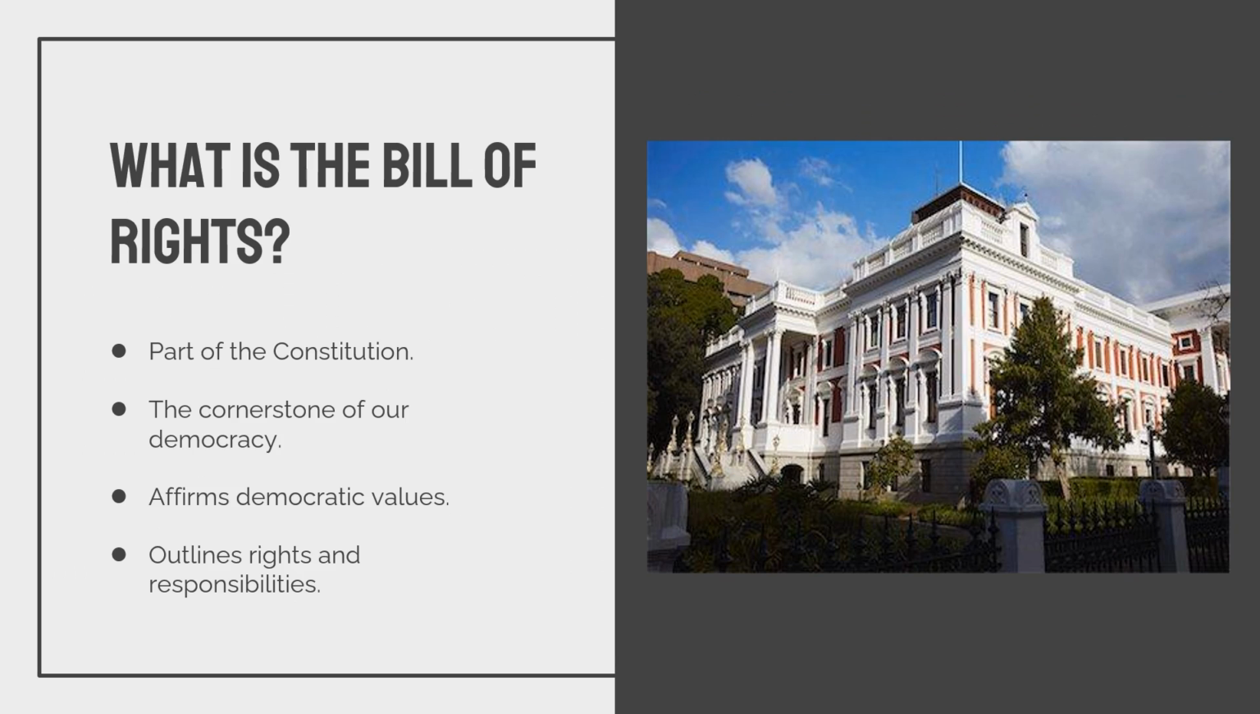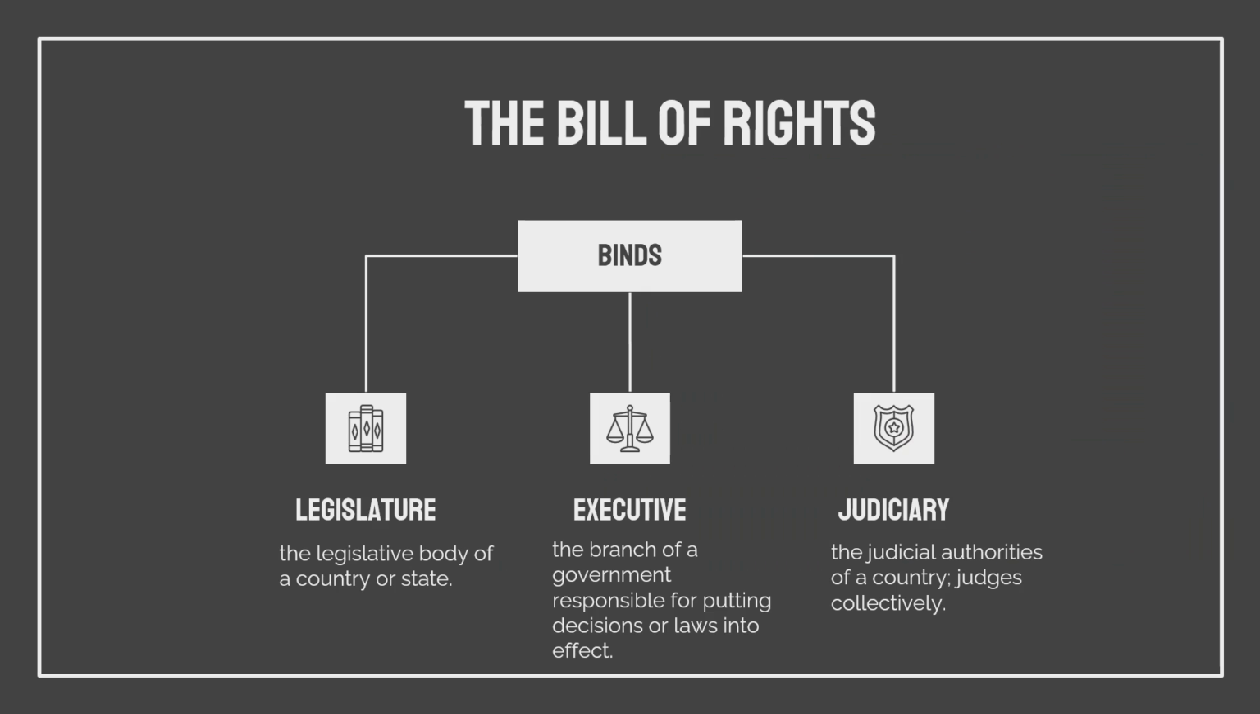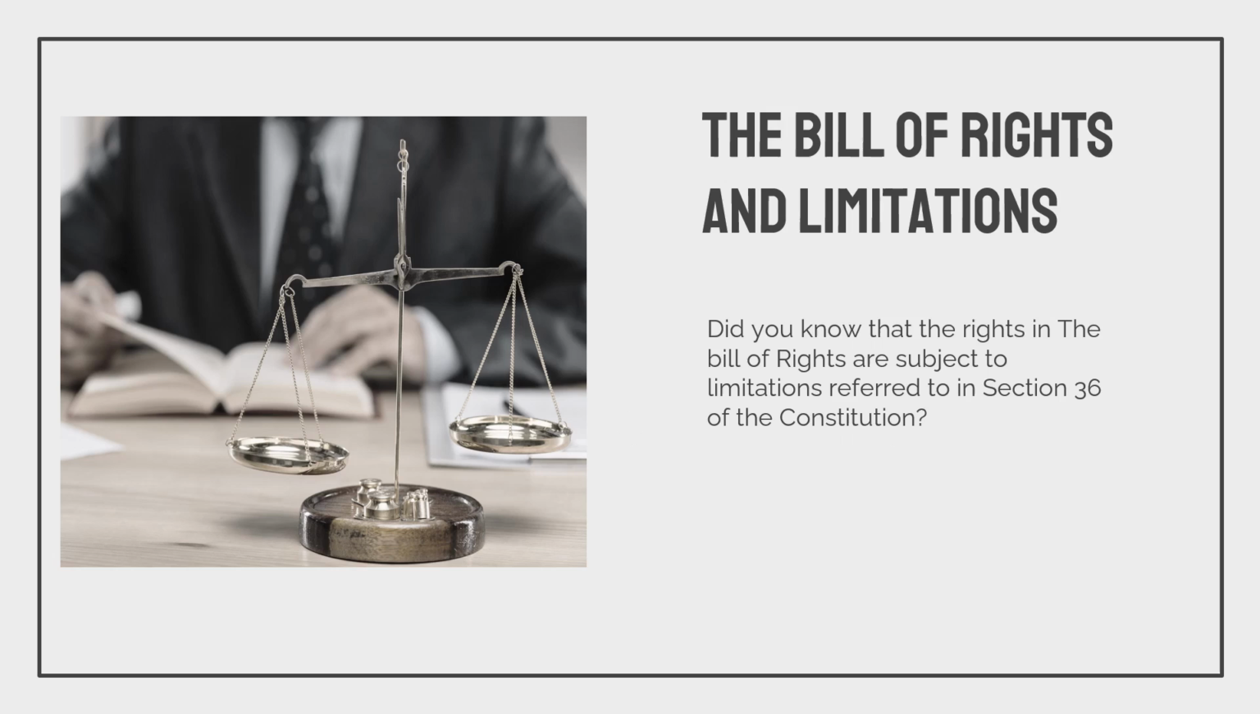It enshrines the rights of all people in our country and affirms the democratic values of human dignity, equality, and freedom. While we are entitled to these rights, we also have a responsibility to protect them. The Bill of Rights binds the legislature, executive, judiciary, and all other organs of state.